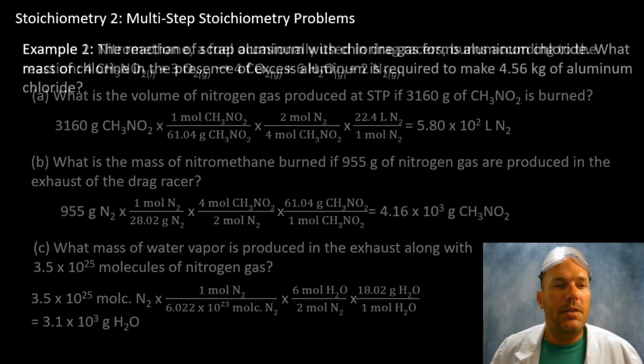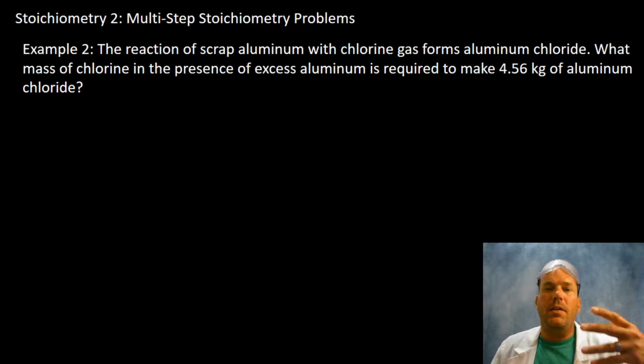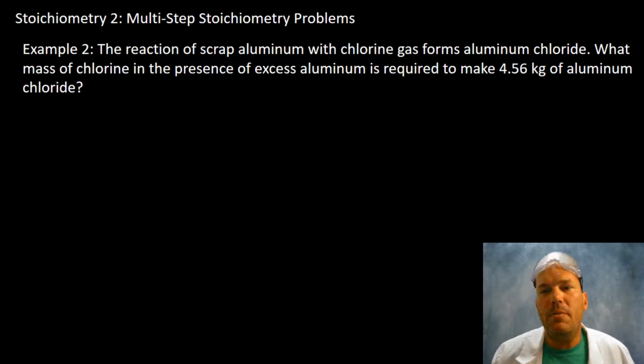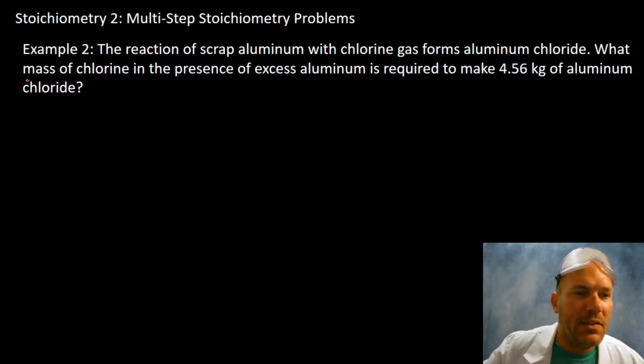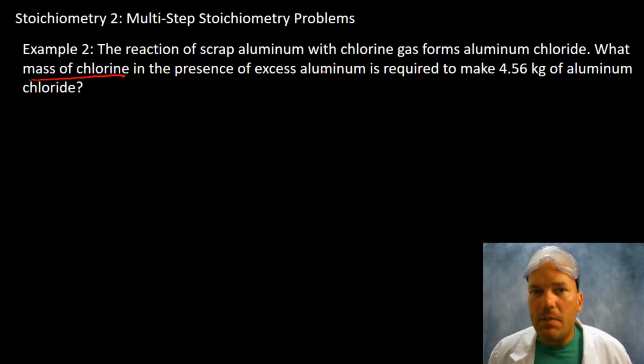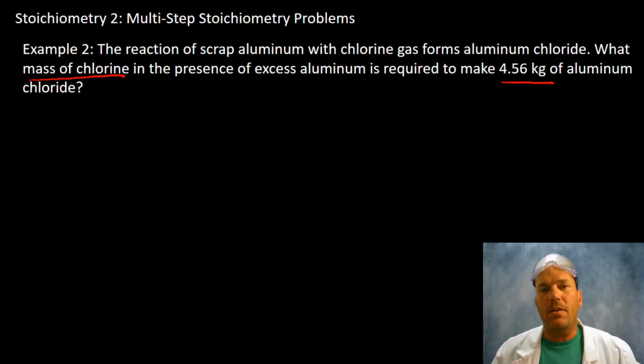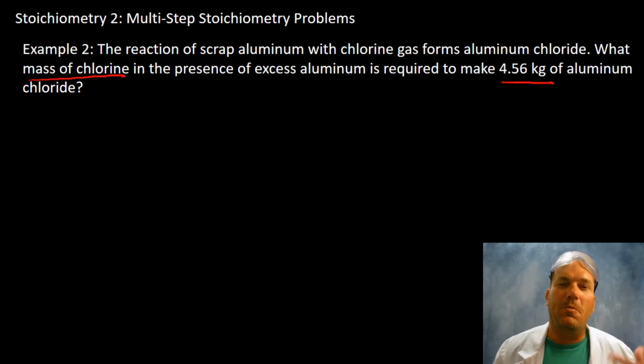All right, so let's go ahead and move on to our next example here. Here we have aluminum reacting with chlorine gas to form aluminum chloride. And we're asked what mass of chlorine in the presence of excess aluminum, so there's lots of aluminum, is required to make, I see kilograms, I know I'm either going to be multiplying, or somehow I'm going to factor in that there are 1,000 grams in 1 kilogram. So bump the decimal 3 to the right. However you want to do it, just be aware of that. That should stand out at this point.